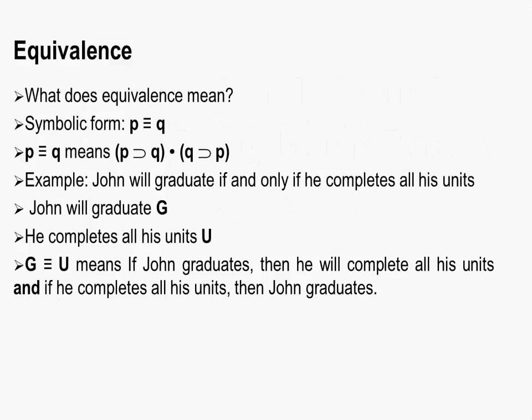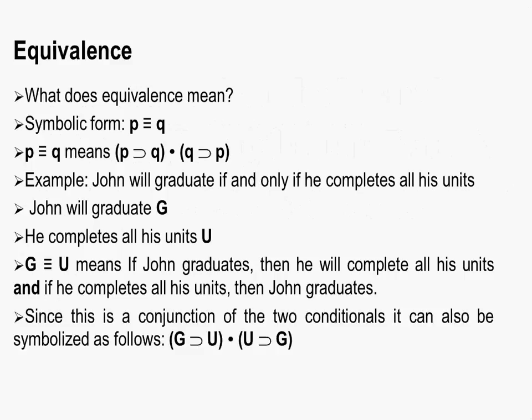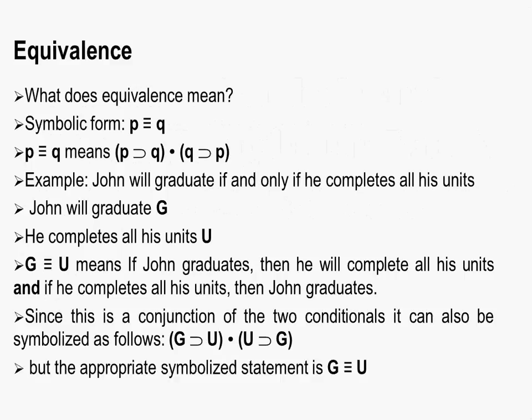So notice that it is a conjunction of two conditionals. And notice that the order of the antecedent and the consequent are reversed. Since this is a conjunction of two conditionals, it can also be symbolized as if G then U, and if U then G. But the proper symbolization here is again G if and only if U, which is G triple bar U. Okay, so that is it for all the operators here.